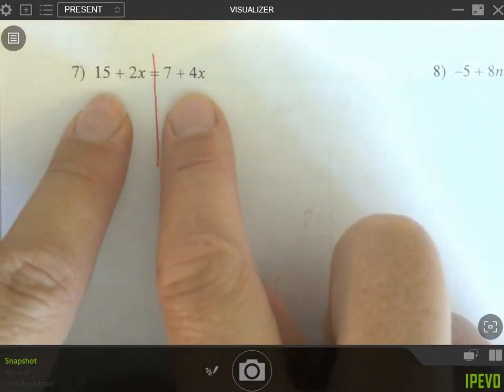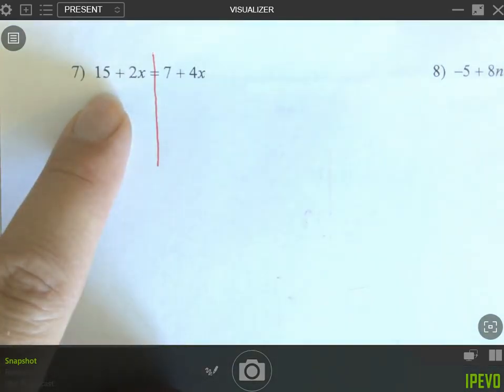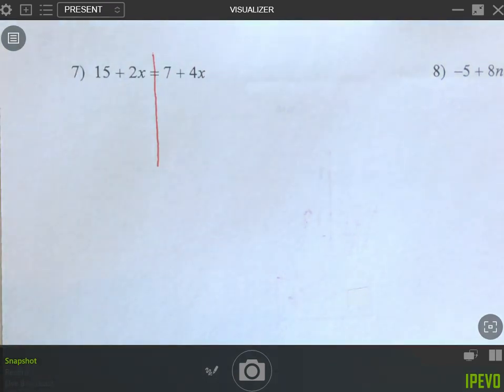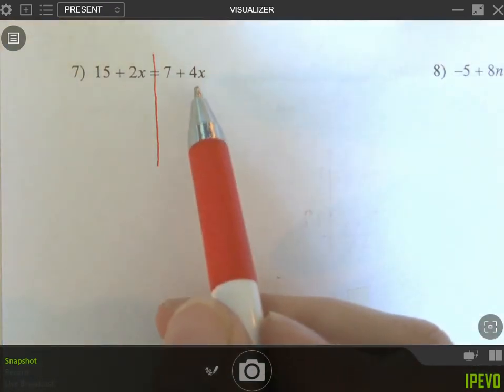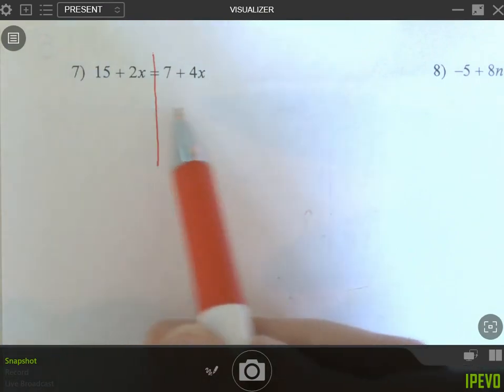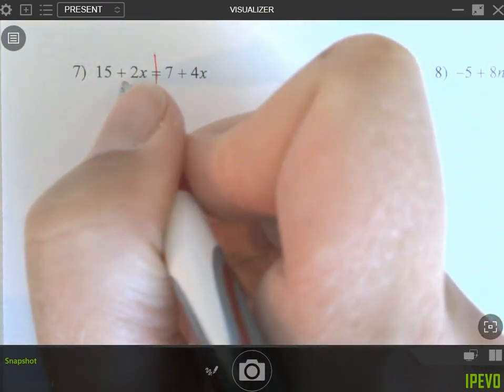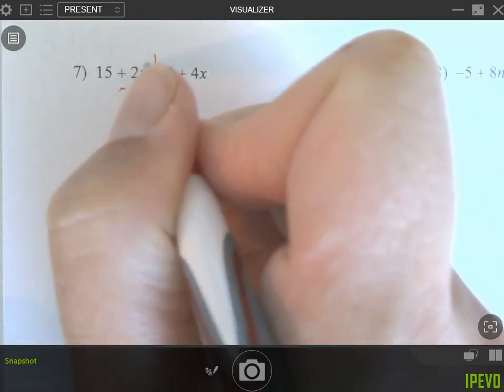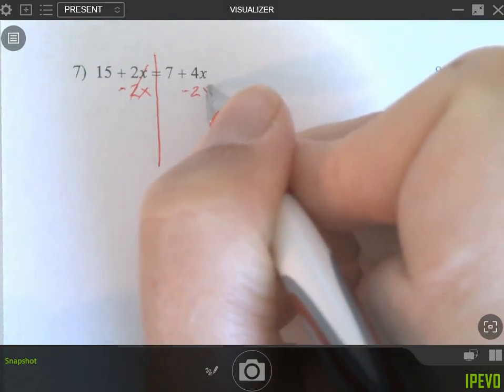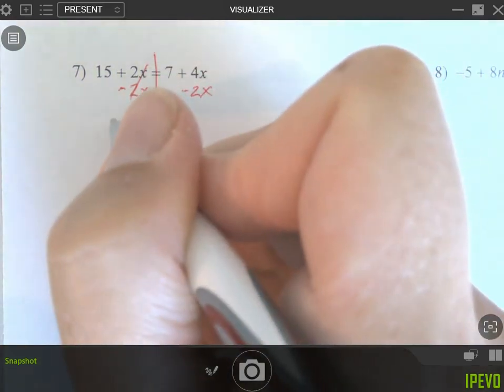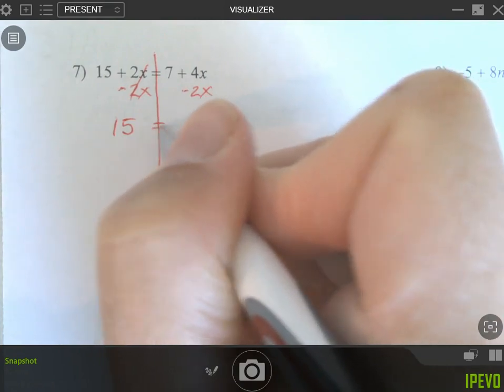Since there's nothing I can clean up on either side, I want to start moving things. You want to move the variable? All right. Well, you want to move 4x to the left, 2x to the right? Okay, so you could have done this differently. So to get rid of the 2x, I'm going to subtract it. Agreed with that? This is gone. I'm left with only 15 equals 7.